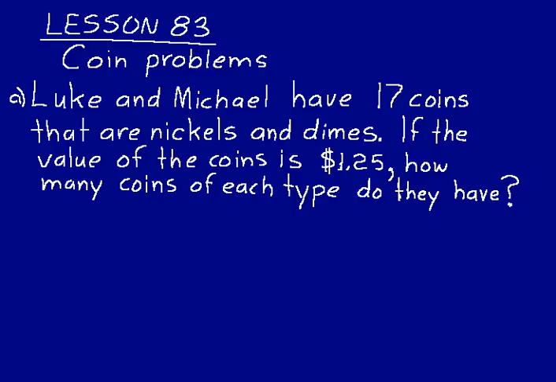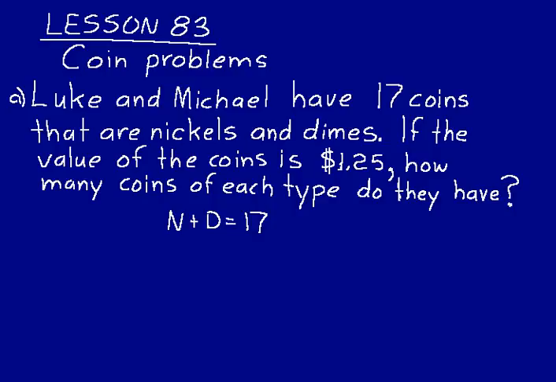So let's think of a couple of equations based on what the words say here. Let's just go back through and read the first sentence. Luke and Michael have 17 coins that are nickels and dimes. So that means that the number of nickels and the number of dimes total up to 17. So there's an equation. And we can just say N for nickels plus D for dimes equals 17. Now in the book they use subscripted variables, but I think it's easier just to do it like this without the subscripts. It's just less stuff to write basically.